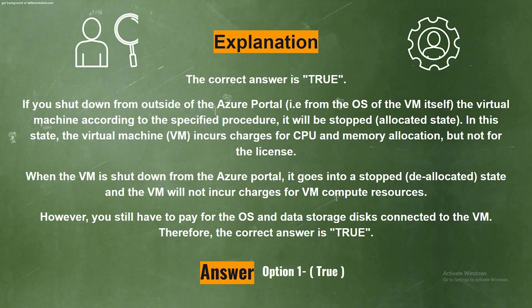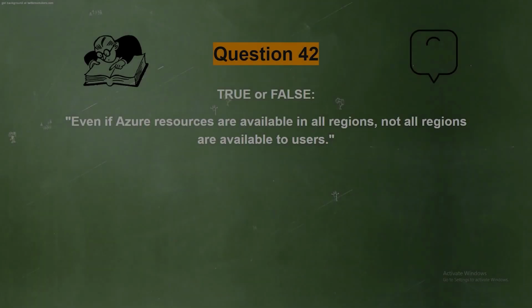When the VM is shut down from the Azure portal, it goes into a stopped state and the VM will not incur charges for VM compute resources. However, you still have to pay for the OS and data storage disks connected to the VM. Therefore, the correct answer is true. Next question.